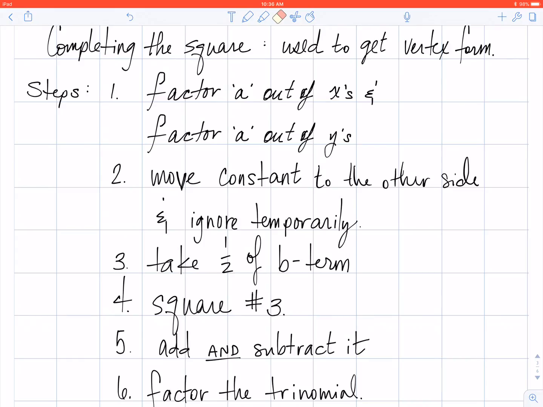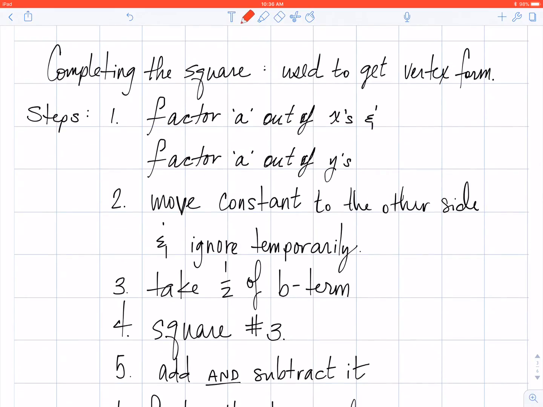Taking a look here at the how-to steps, first thing you want to do is get a out of there. When I talk about a, you remember the old quadratic equation that was ax squared plus bx plus c equals 0. So when I refer to a's, b's, and c's, this is what I'm talking about. So you want to get a out of there if you have any.